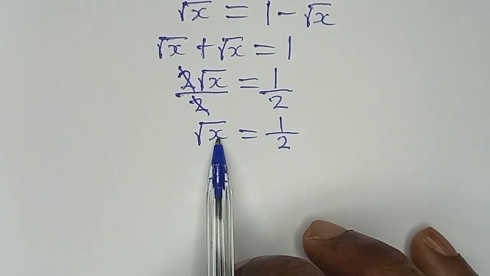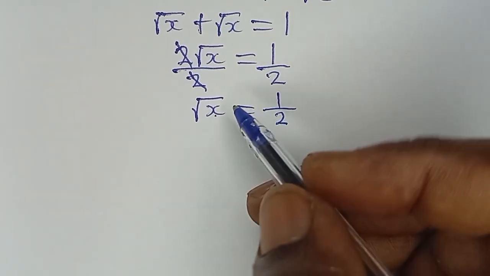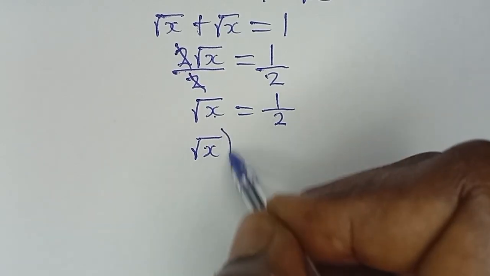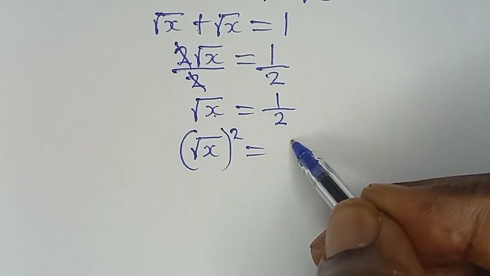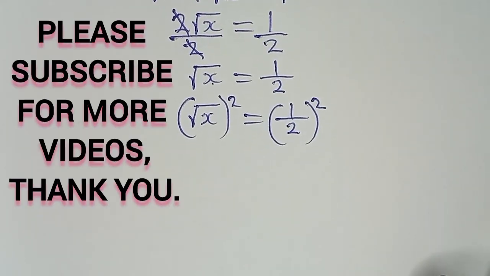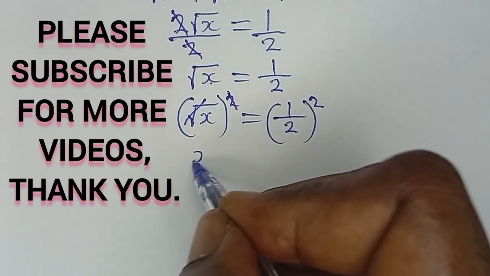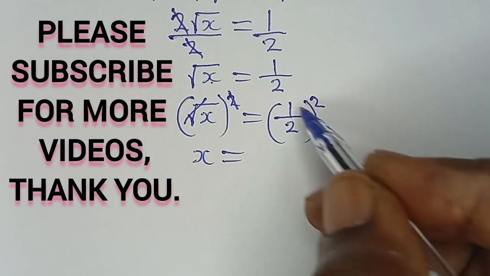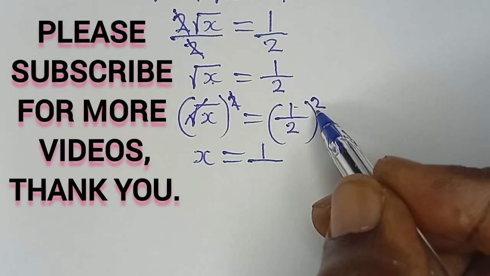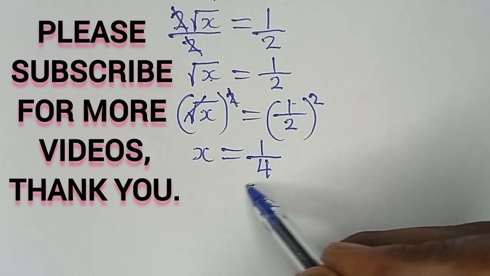Now to get the value of x, what I'm simply going to do is to square both sides in order to remove this root sign. So this is root x, I'm going to square it, and I also square 1 over 2. The square takes care of the root sign, and I have x left on this side. The 2 affects the numerator and the denominator: 1 squared is 1, and 2 raised to power 2 is 4. So the final answer for x is 1 over 4.